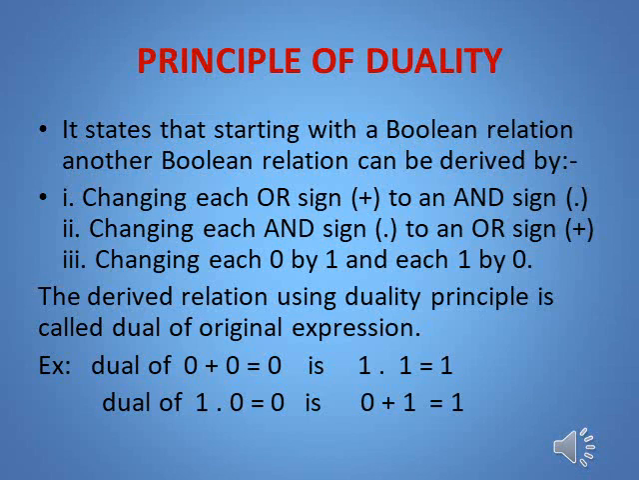Thus, for example, we can find out the duals of the given expressions. If the given expression is 0 plus 1 is equal to 1, then its dual is 1 dot 0 is equal to 0. Another example, if the given expression is 0 plus 0 is equal to 0, its dual is 1 dot 1 is equal to 1.